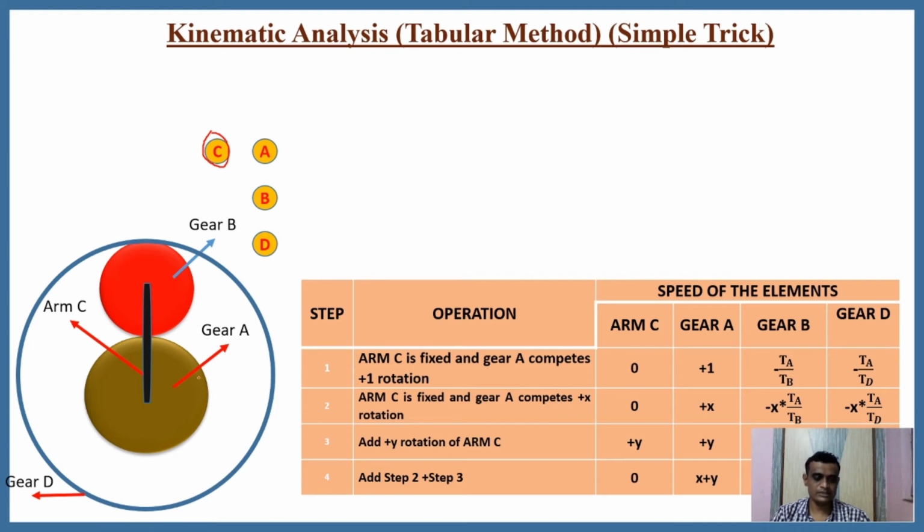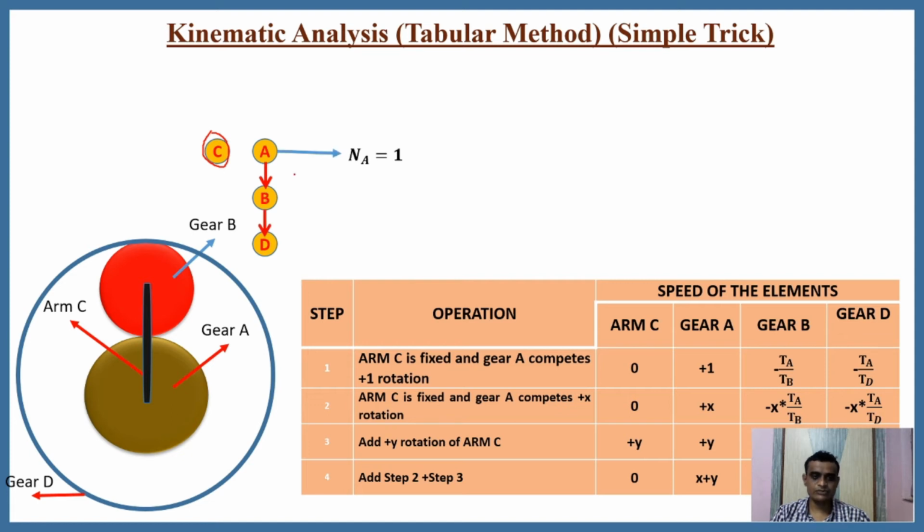These are the spur gears. That choice depends on you. You can take any one as an input. Now, in this case I am assuming that gear A is the input. From A motion is given to B, and from B motion is given to D.